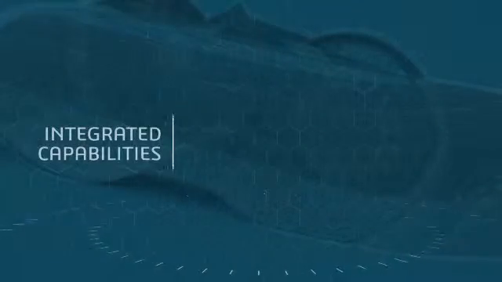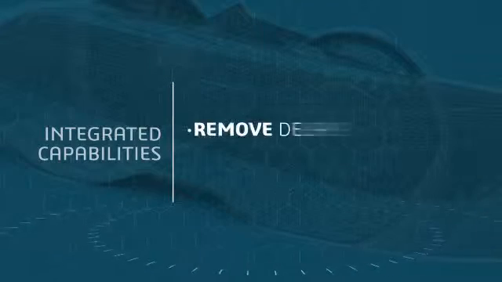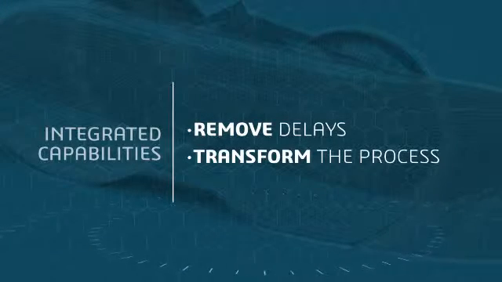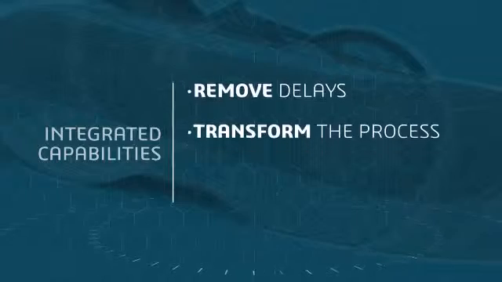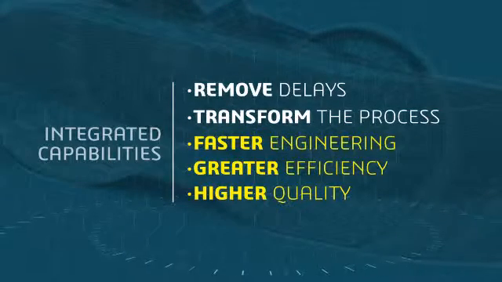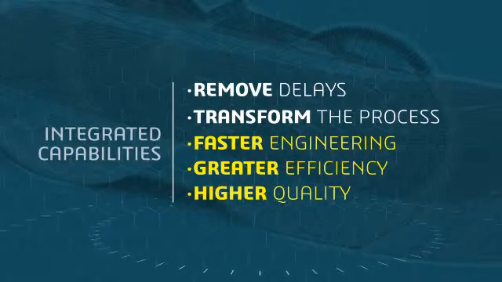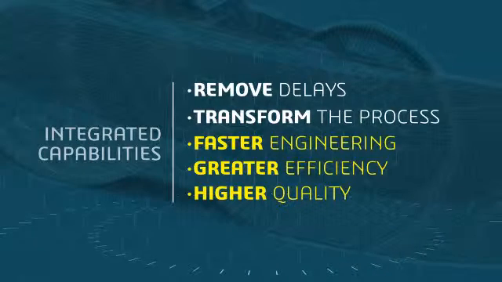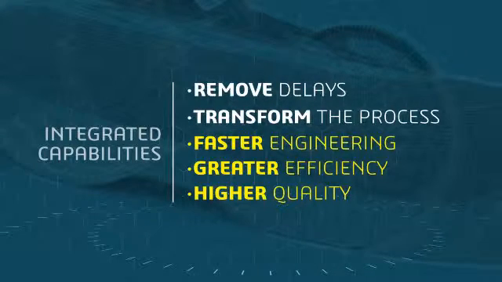CATIA brings a powerful set of integrated capabilities which remove these delays and transform the process. This means faster engineering that's right the first time, with greater efficiency and higher quality. Let's look at each of these processes in detail.